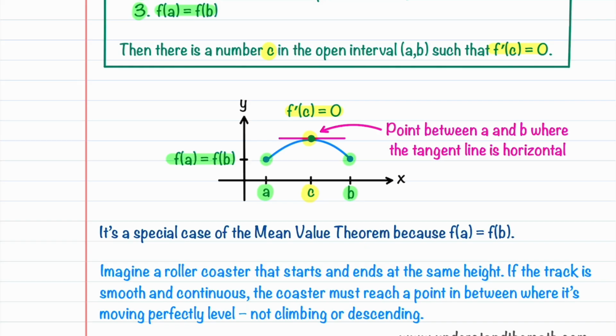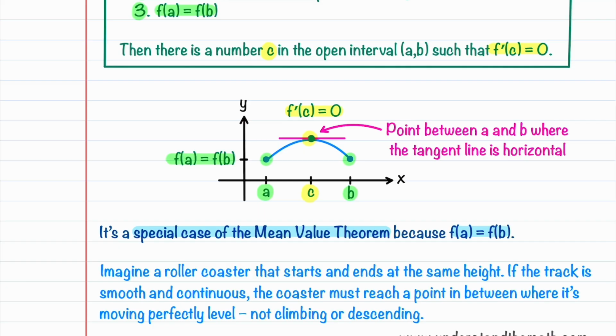The reason that Rolle's theorem is a special case of the mean value theorem is because it's required that f of A is equal to f of B. In the mean value theorem, that requirement isn't there.